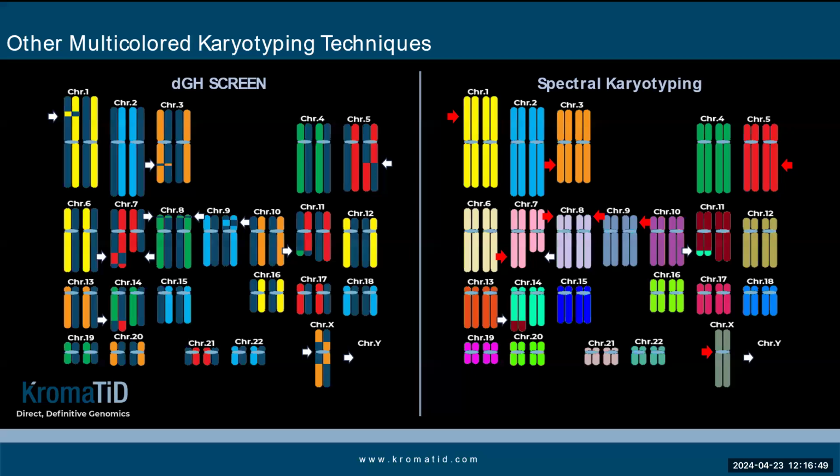Some techniques generate images which bear a striking resemblance to DGH assays. But let's look at how DGH data is completely different. Here are DGH screen on the left and spectral karyotyping, or SKY, on the right. If we look at screen first, we see 12 white arrows, each indicating an abnormality. These include aneuploidies, deletions, translocations, inversions, and sister chromatid exchanges.